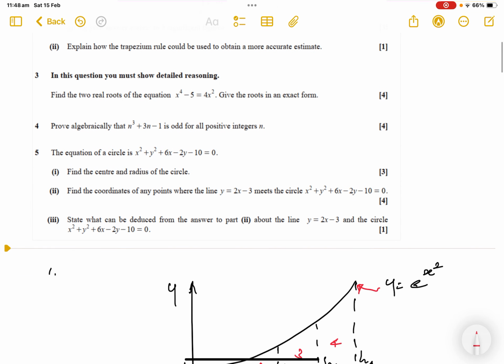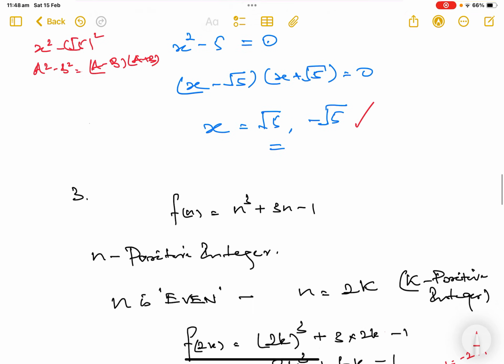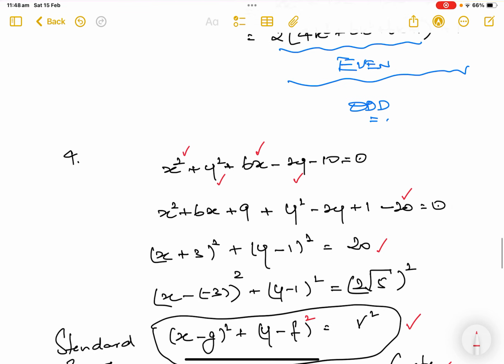That is what we've been asked to say. Because there is only one point, the line touches the circle, therefore the line is a tangent.